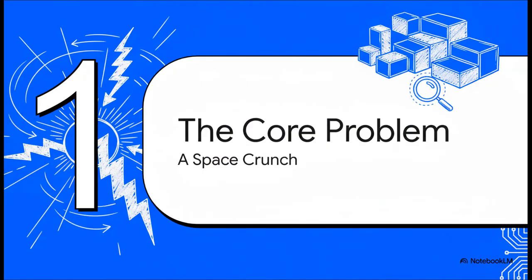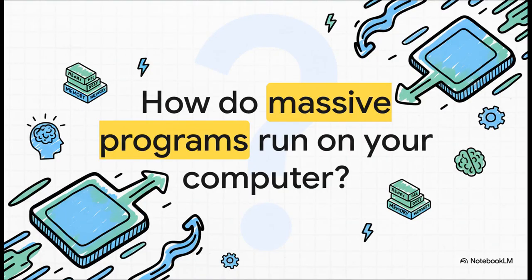Okay, so at the very heart of how your computer works, there's this constant battle going on, a fundamental conflict between the need for speed and the simple reality of limited space. I mean, seriously, think about it. The apps we use every single day are absolutely huge. We're talking gigabytes and gigabytes of code, data, you name it. So how on earth does your computer manage to run all of that without just completely grinding to a halt?